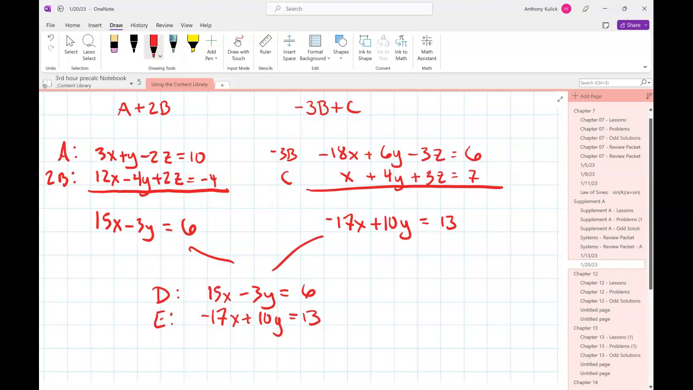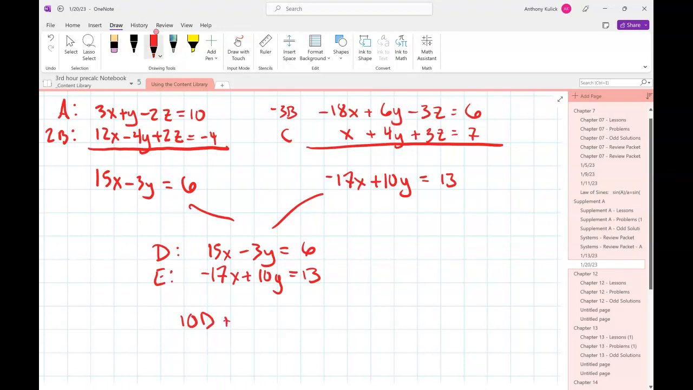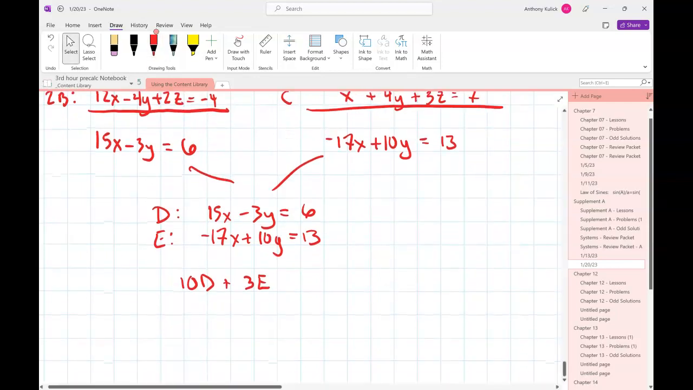So we'll repeat the elimination process. Which variable does it look easier to eliminate, x or y? Seems about the same to me, right? But you want to eliminate y's? Let's do it. What do we have to multiply equation D and E by respectively? D by 10 and E by 3. Everybody agree? Okay.